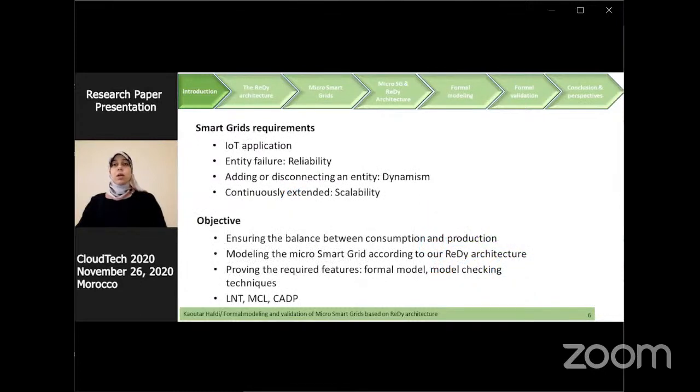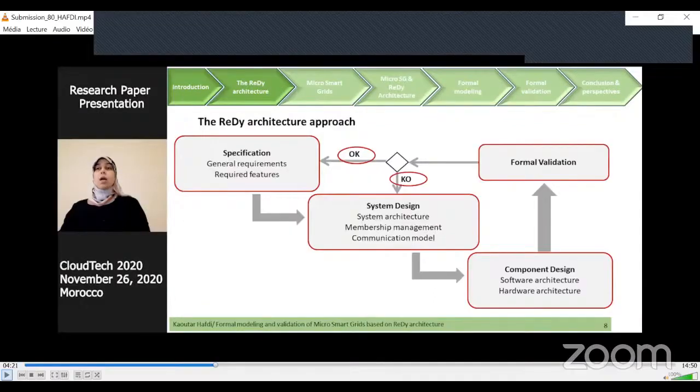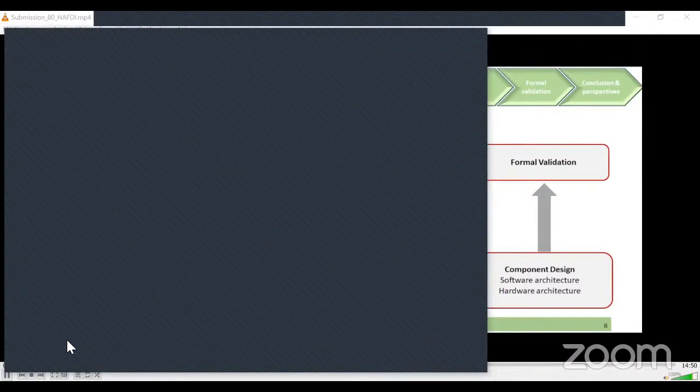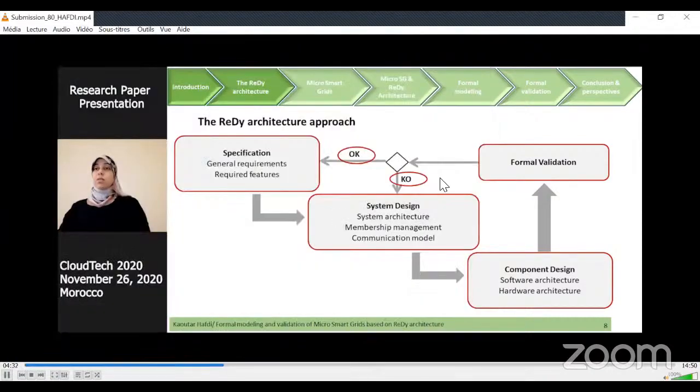Similarly to many IoT applications, smart grid should satisfy a set of requirements, mainly reliability, dynamism, and scalability, because the smart grid needs to be continuously extended, and adding or disconnecting an entity must not impact the operation of the network. The objective of this work is to ensure the balance, in order to obtain an incremental and iterative design based on formal validation results.